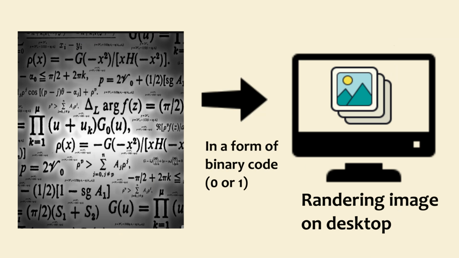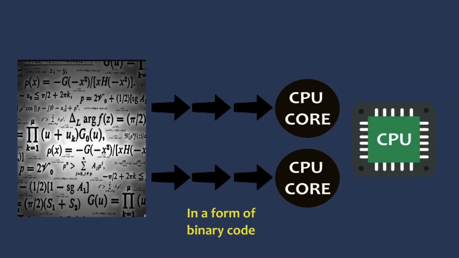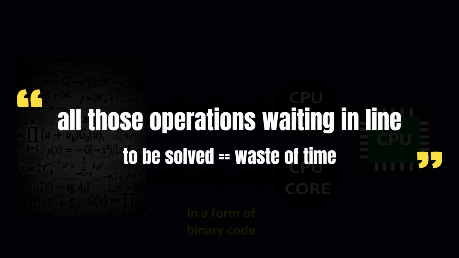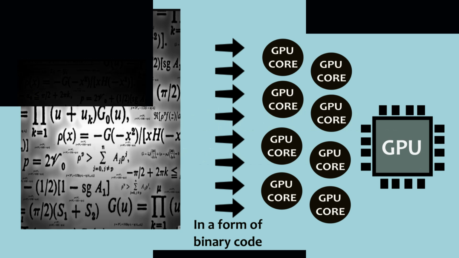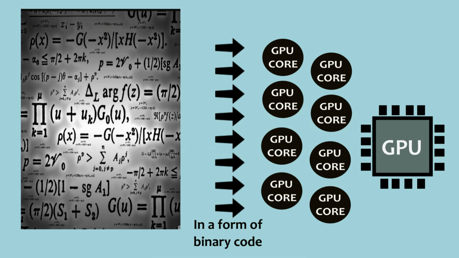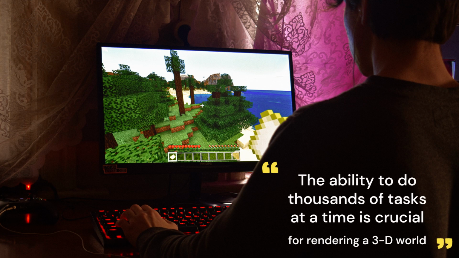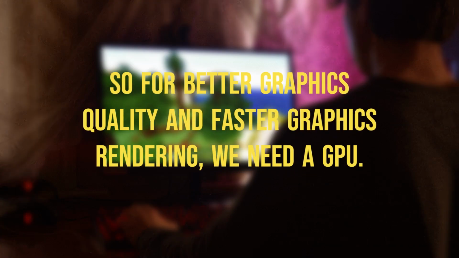Rendering the picture on our display involves simple but a huge number of mathematical operations. So, rendering graphics using the CPU would result in all the potential of the CPU's cores getting wasted. We would end up with all those operations waiting in line to be solved, resulting in a waste of time. Here, we need a graphics card that contains thousands of cores to perform these simple mathematical operations simultaneously. The ability to do thousands of tasks at a time is crucial for rendering a three-dimensional world. So, basically, for better graphics quality and faster graphics rendering, we need a GPU.